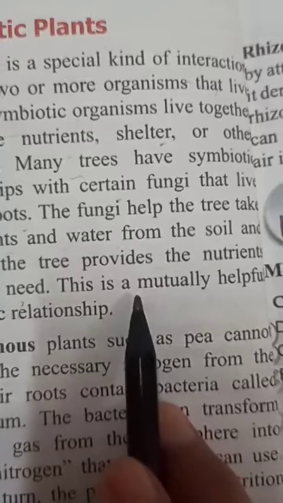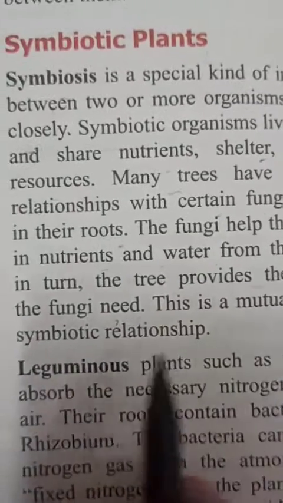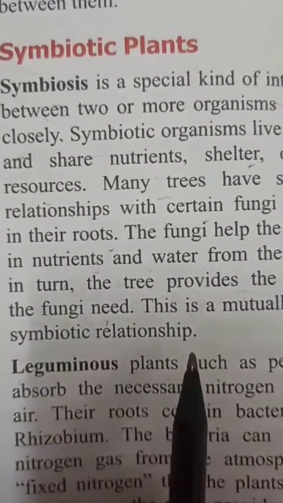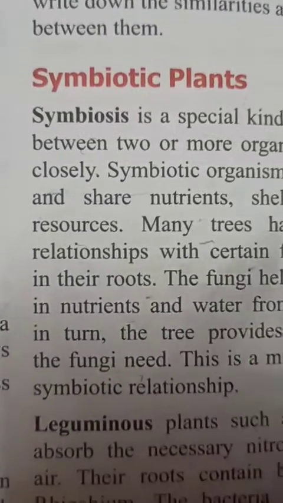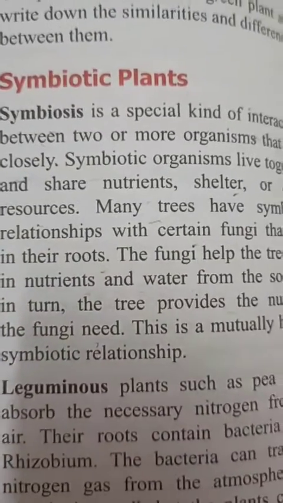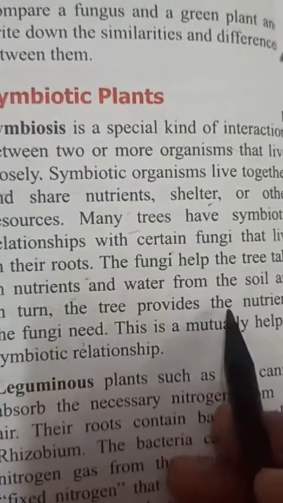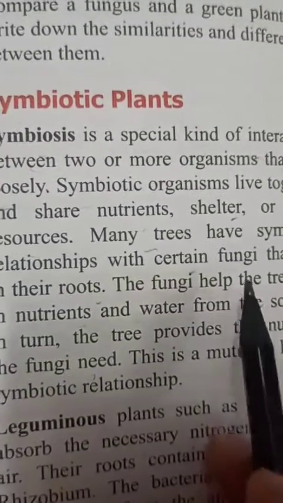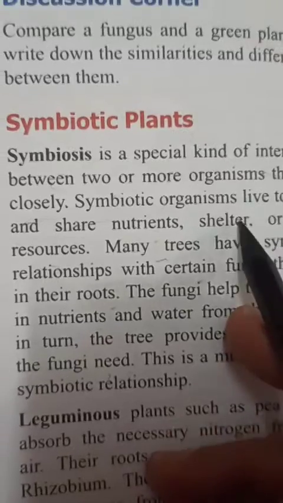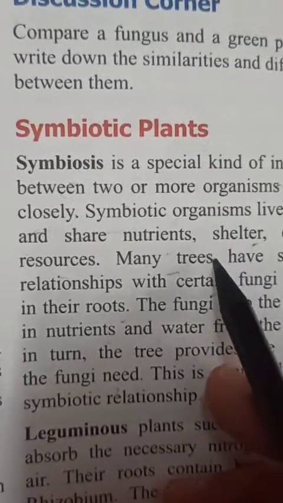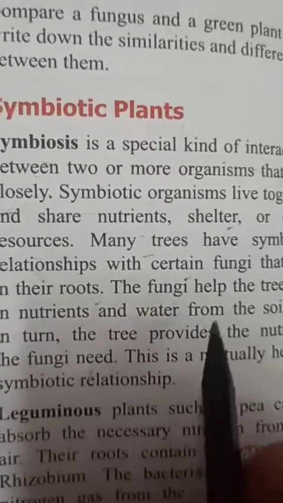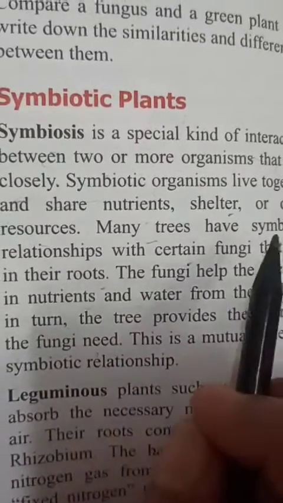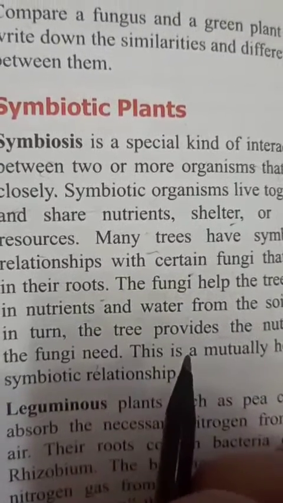This is a mutually helpful symbiotic relationship. So children, in this symbiotic relationship, what happens? One partner, which is present in the roots of other plant, they both are beneficial to each other.